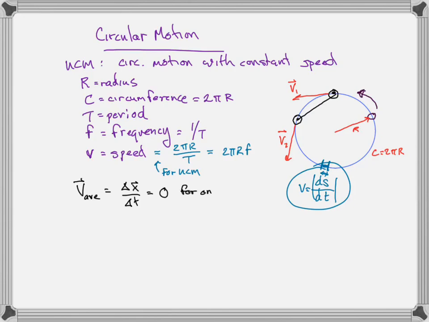For one full revolution, you've got to be careful, because at any point it's got a velocity that points in the direction of motion. It's got a speed which is finite and doesn't change. But the average velocity in one full revolution is 0, because when you get back to where you started, you've got the same velocity you had when you started.